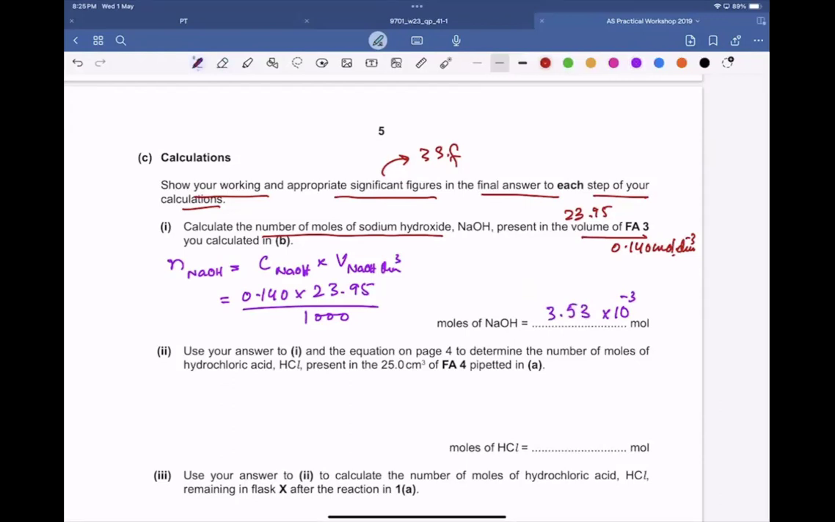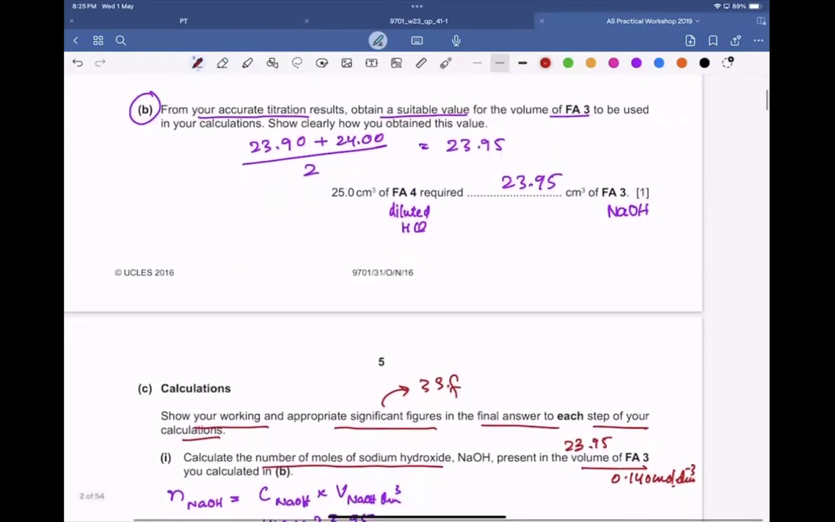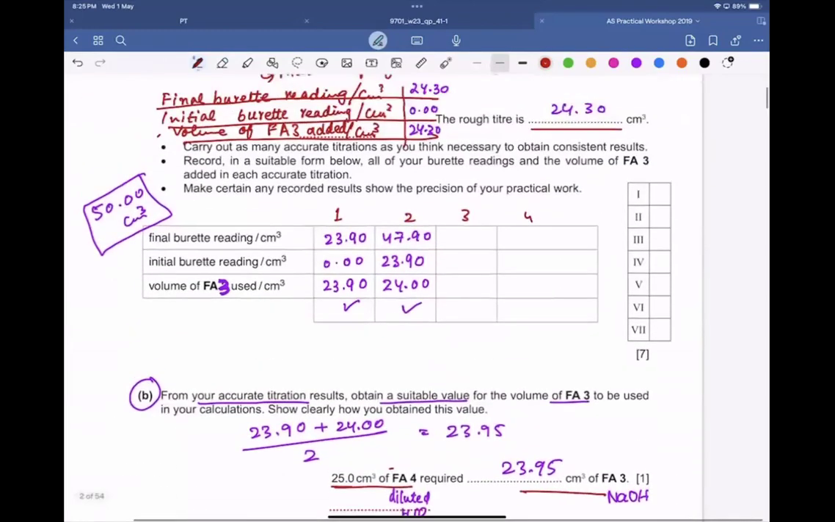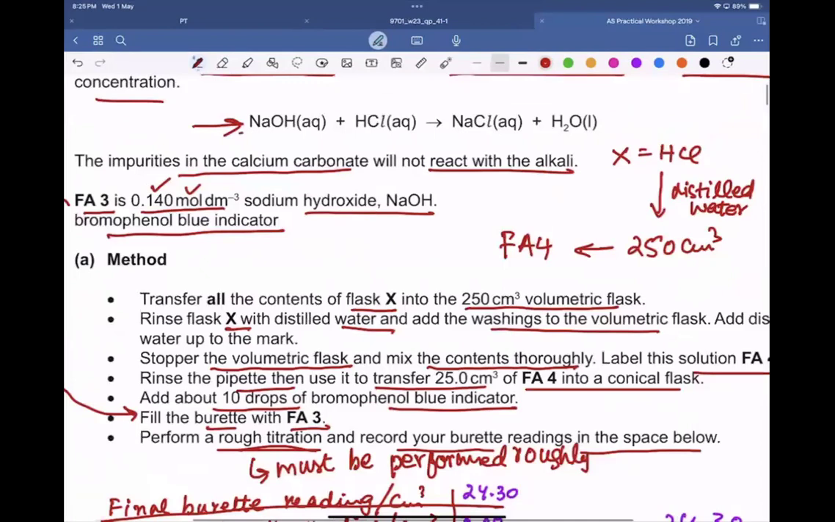Okay. Now, use your answer to 1 and equation to determine the number of moles of hydrochloric acid present in 25 centimeter cube of FA4. So see, with the FA4, 25 centimeter cube of FA4, this volume has been reacted. So from the equation, we have to take the mole ratio. If you see there, the mole ratio is same. If there is, for example, 2 over here, we are going to take 1:2. Or if there is some other coefficient, we are going to use those coefficients. But right now, they have a ratio of 1:1. Is this clear?